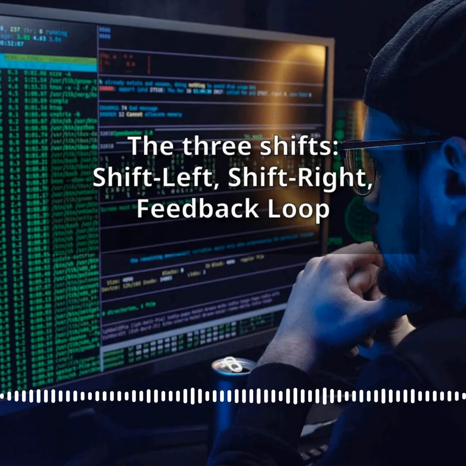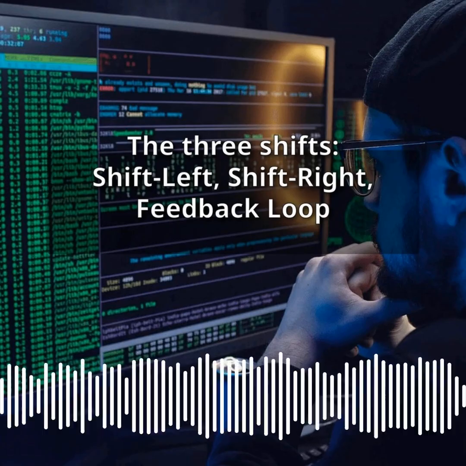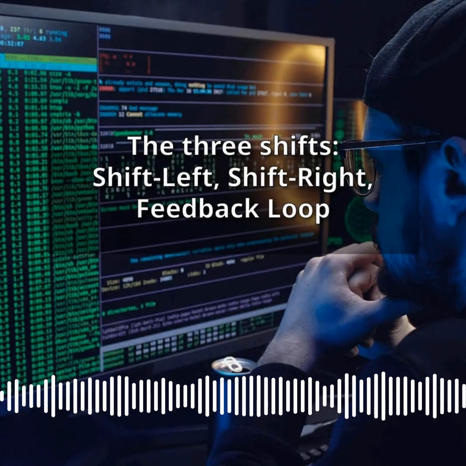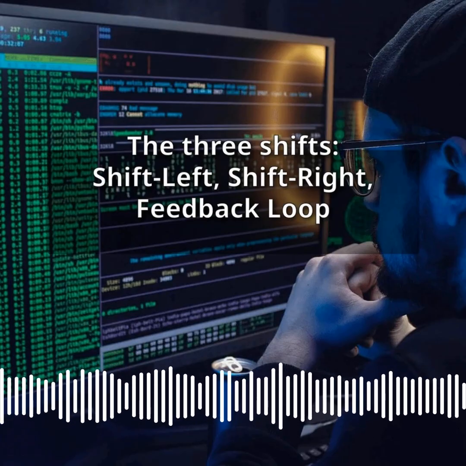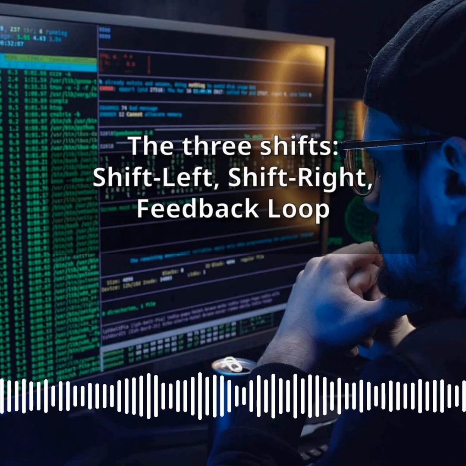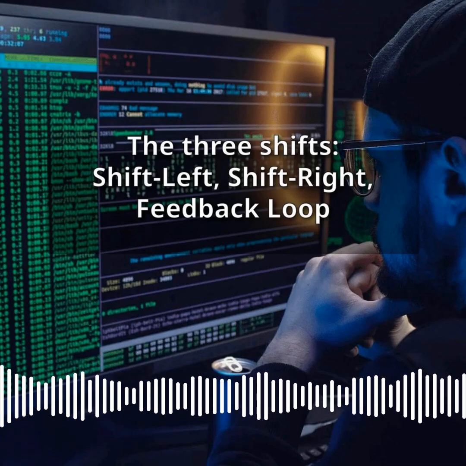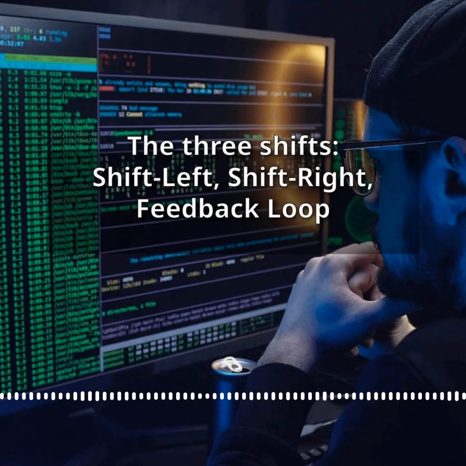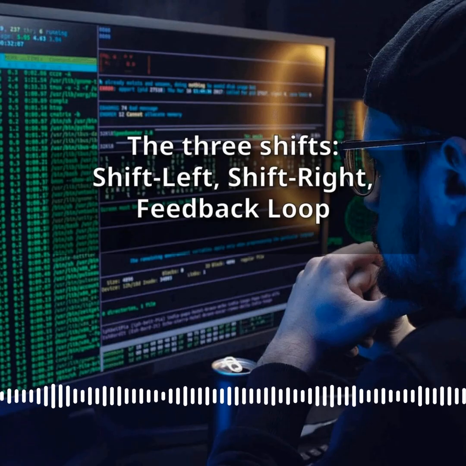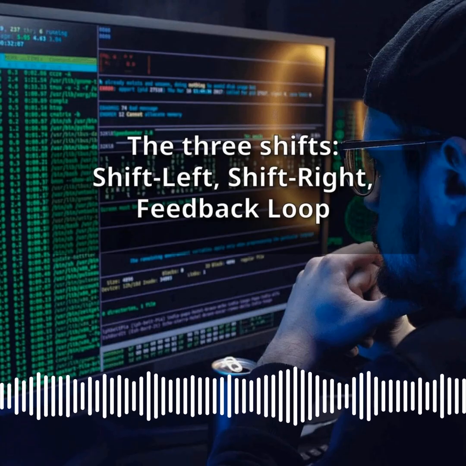Shift right. Observing security in real conditions. If shift left moves security toward the beginning of the development cycle, shift right does the opposite in a complementary way. It pushes security activities into the production environment and post-deployment phase. At first glance, this might seem like a return to old habits, but the philosophy is fundamentally different.